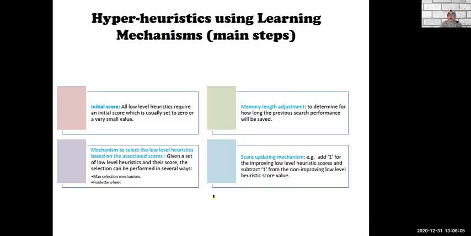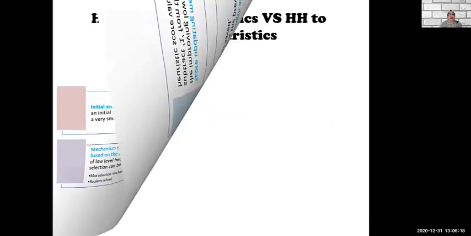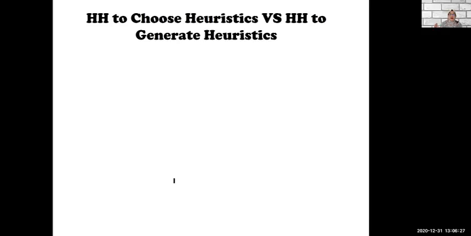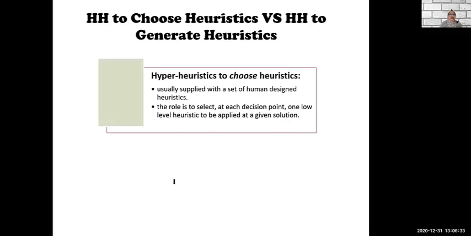Intelligently design how to update the score. So this is one of the research areas that some researchers focus on to design a good hyper-heuristic. Next, the comparison between hyper-heuristic to choose heuristic versus hyper-heuristic to generate heuristic.